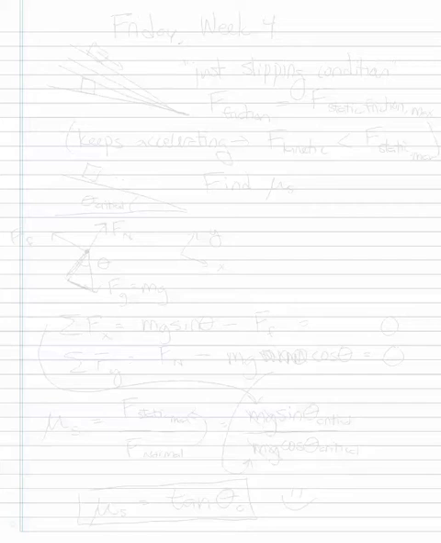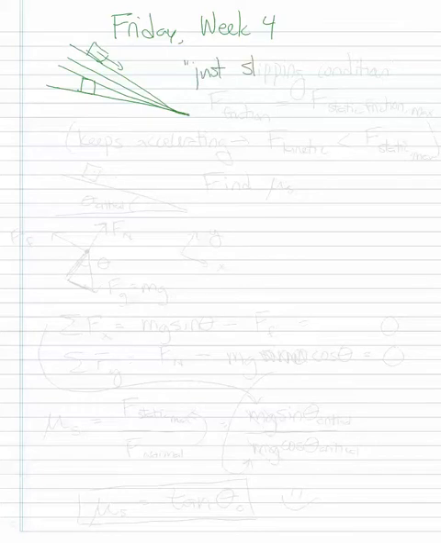Okay, here is my solution for the problem that we did on Friday of week 4. And we were looking at calculating the coefficient of static friction. And so the problem was that if we take a ramp with a block and we change the angle, we can change the angle of the ramp up to the point where the block finally just begins to slip down the ramp. This is called the just slipping condition.